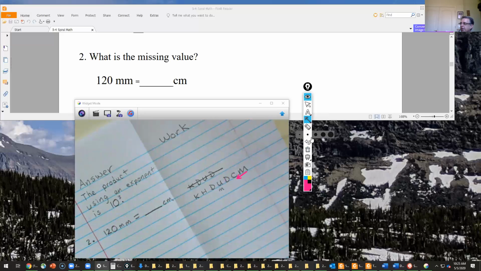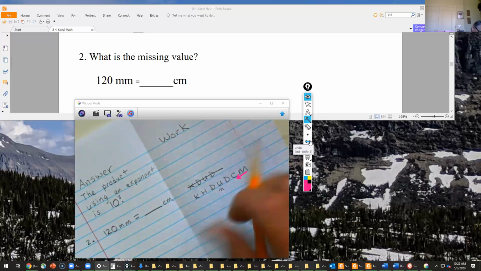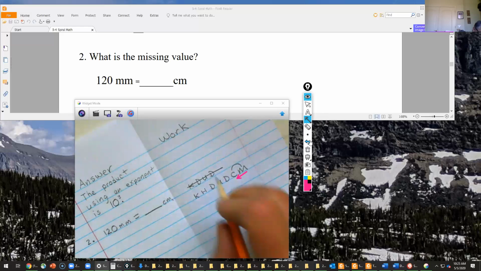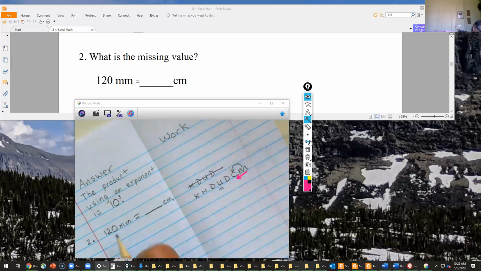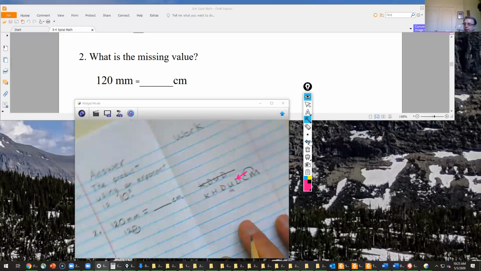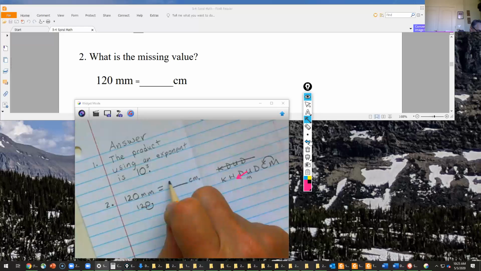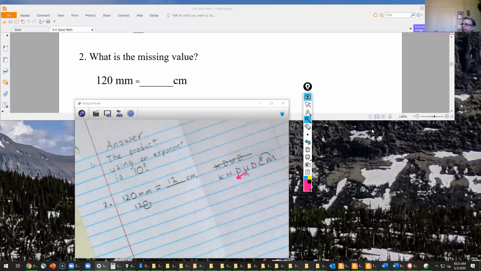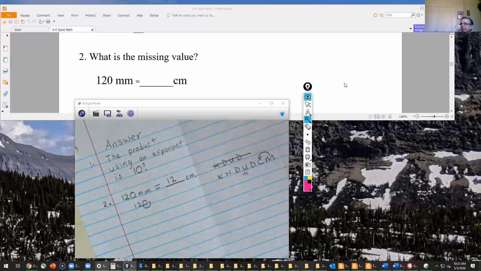And it looks like all I'm going to be doing is just one jump to the left. So that means all I'm doing is moving the decimal, and I'll put the decimal at the end. I don't need to annex any zeros because I'm moving to the left, one jump. So now 120 millimeters becomes 12 centimeters. And I don't need a decimal, and I don't need a zero after that. Now let's go on down to number 3.